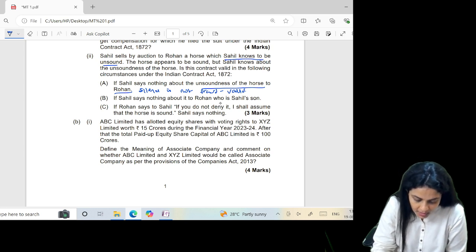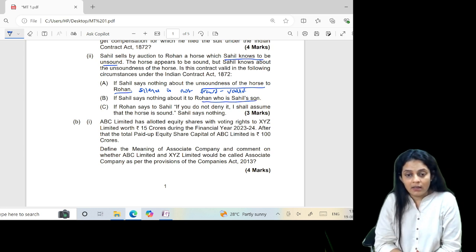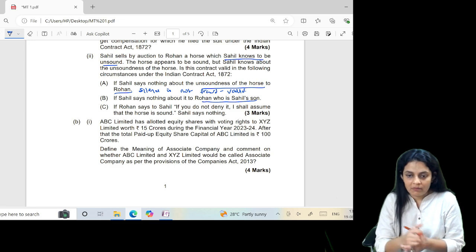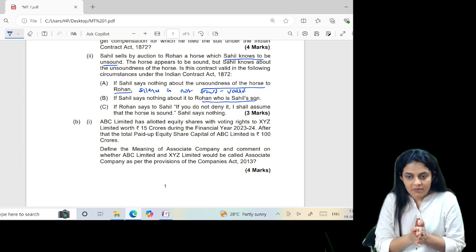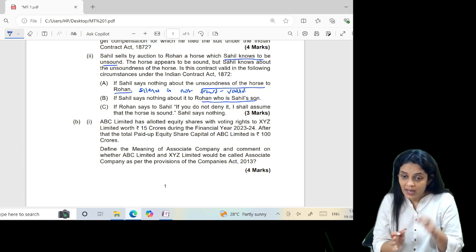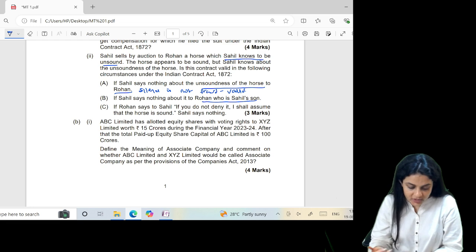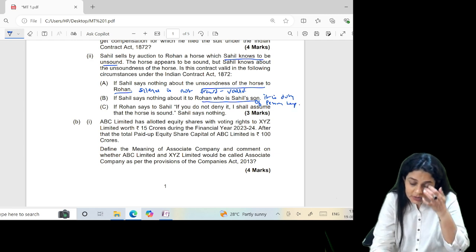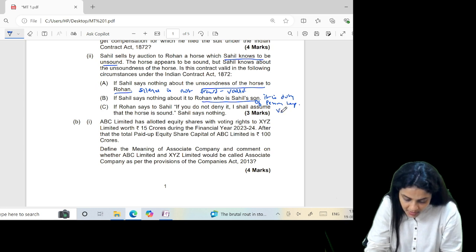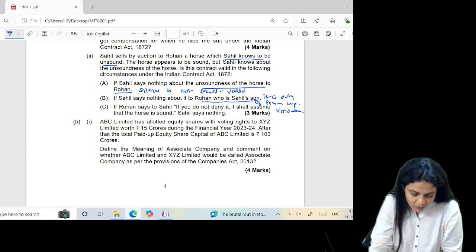If Sahil says nothing about it to Rohan, who is Sahil's son, now, when it comes to a family member, the scenario totally changes. If it is about a family member, then it is my duty to disclose, and if I fail to disclose, then it is considered fraud. So, in this case, it is the duty of the person keeping silent to speak. When he does not speak, it is fraud and the contract is voidable.